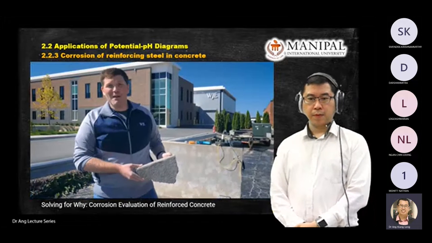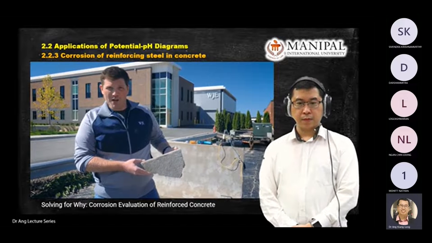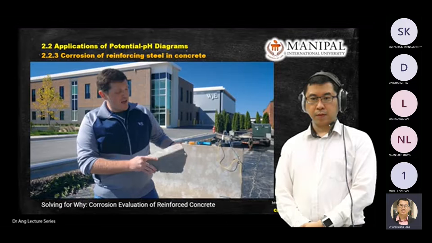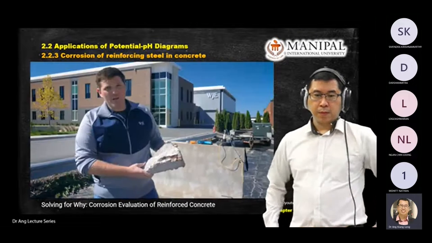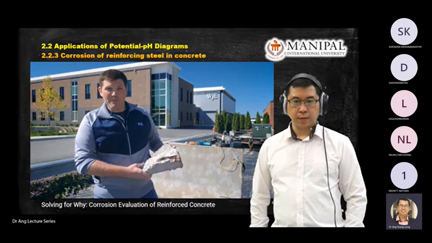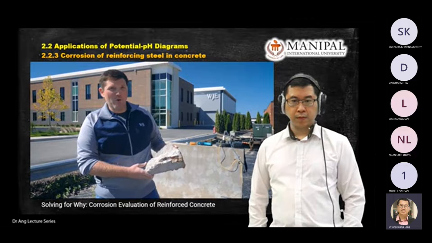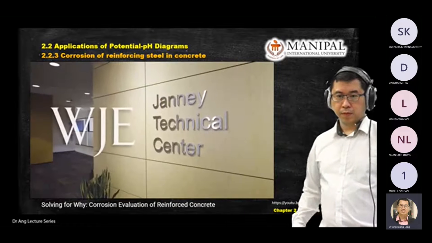Here's a great example of why these methods are very important for our work. This is a piece of concrete removed from a parking garage. Doesn't look like much from the underside, but on the inside, there's severe corrosion activity occurring. Without these methods, we would not have been able to identify the corrosion, and it would have led to damage and potentially a threat to the users of the parking facility. Thanks for stopping by the Janie Technical Center.